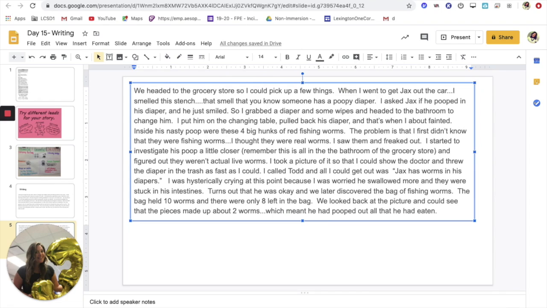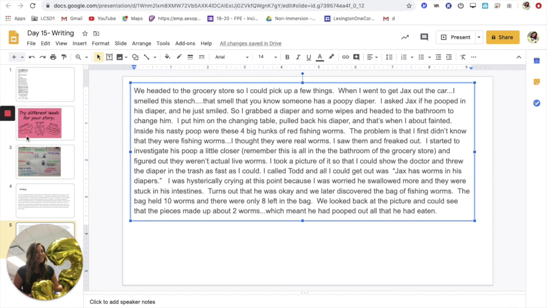I called Todd, and all I could get out was, Jax has worms in his diaper. I was hysterically crying at this point because I was worried he swallowed more and they were stuck in his intestines. Turns out that he was okay, and we later discovered this bag of fishing worms. The bag held 10 worms, and there were only 8 left in the bag. We looked back at the picture, and we could see that the pieces made up about 2 worms, which means he had pooped out all that he had eaten. Okay, so yes, funny but scary story.